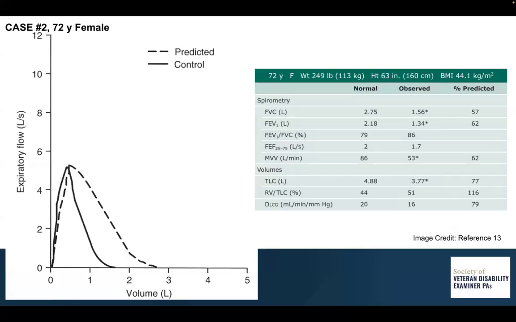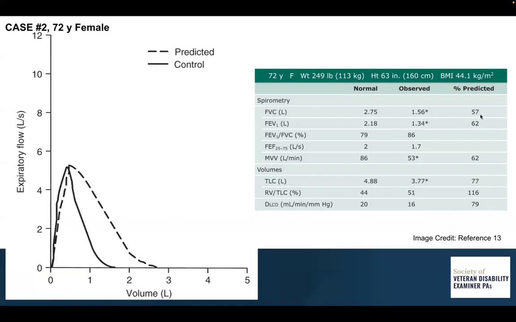This is another example of restriction, not as dramatic as the last one, right? So this is the predicted, the dashed line, and the solid line is the actual result. And you'll see that the peak expiratory flow reached is very similar between the predicted and the actual results, but the forced vital capacity is low. It's only about 1.5. Normal would be predicted for this person, maybe 2.6, 2.7. Here we go. So yep, that's exactly what the numbers are saying on the recording.